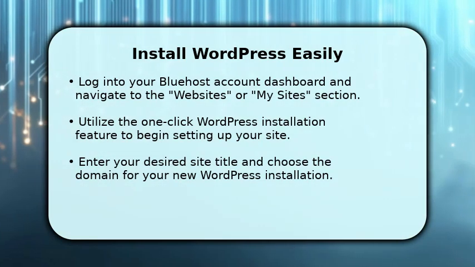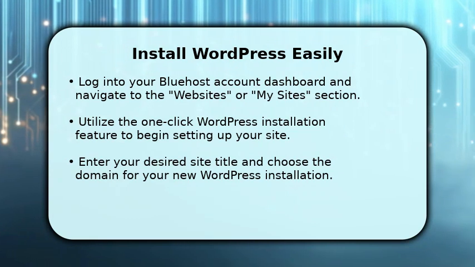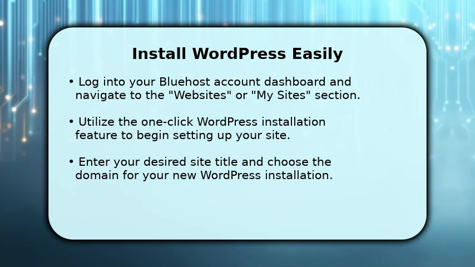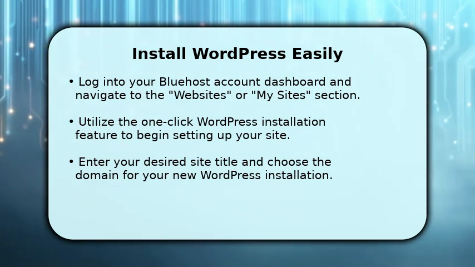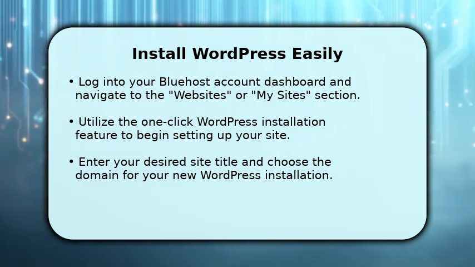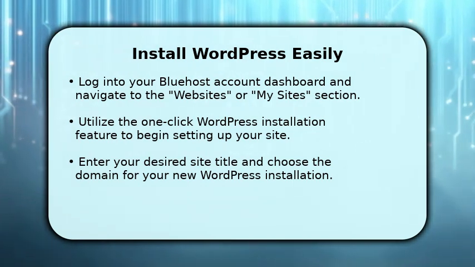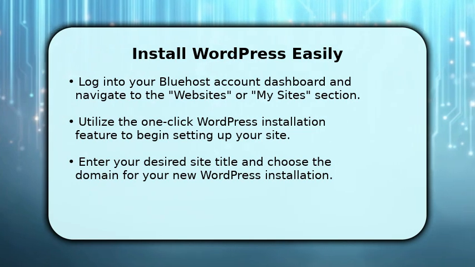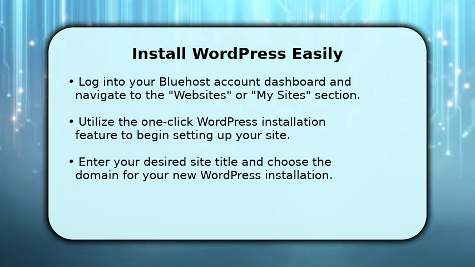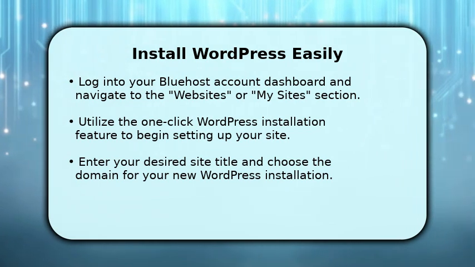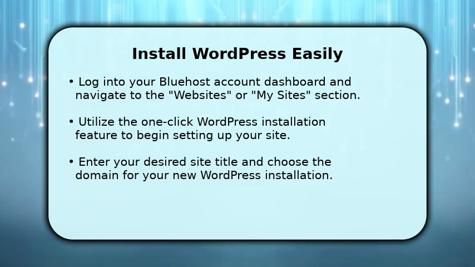Once your Bluehost account is active, the next step is installing WordPress. Log into your Bluehost dashboard and locate the Websites or My Sites tab. Bluehost simplifies this with a one-click WordPress installation feature. Simply click to start, then provide your desired site title and select the domain where WordPress will be installed. The system handles the technical setup, making it incredibly easy to get started in just a few moments.